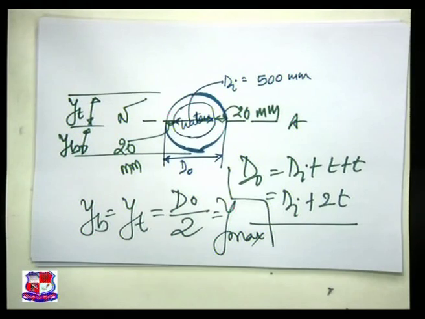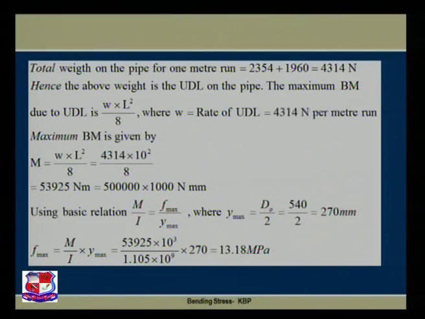So if we come over here, Y maximum is equal to DO by 2, that is 540 by 2, that is 270 mm, and if we replace the values, F max is equal to M over I into Y max. M is 53925 into 1000 divided by I, we have found out 1.105 into 10 raised to 9, into 270. We find out the maximum stress acting is 13.18 megapascal, Newton per mm square.